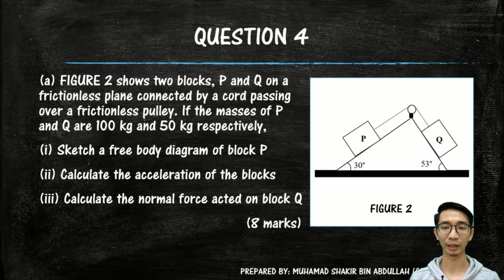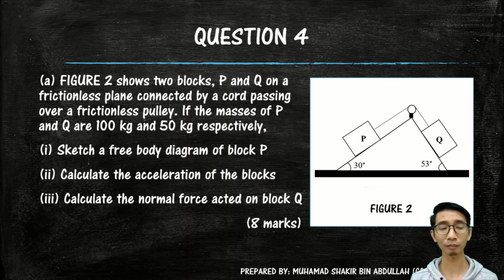Okay, now we have a figure here. We are given a figure. Kita diberi gambar kat sini. Figure 2 shows two blocks P and Q on a frictionless plane connected by a cord passing over a frictionless pulley. If the masses of P and Q are 100 kg and 50 kg respectively: 1. Sketch a free body diagram of block P. 2. Calculate the acceleration of the blocks. 3. Calculate the normal force acting on block Q.